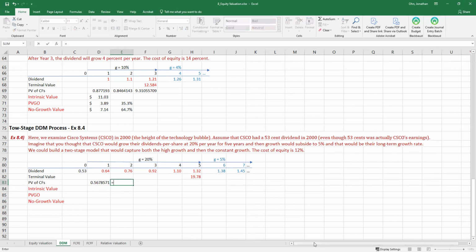The second one is the same way. Sum of these two, divided by 1 plus cost of equity, 12%. This time to the second power, since it's over a 2-year period. Once you do that, you just copy and paste, right? Copy and paste there. That's it.